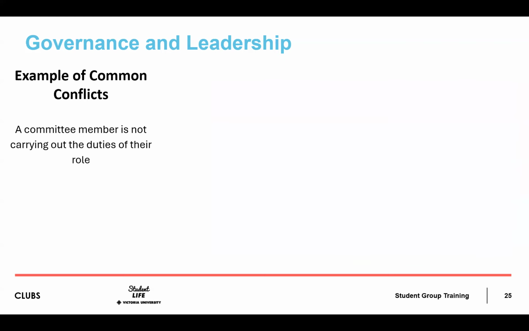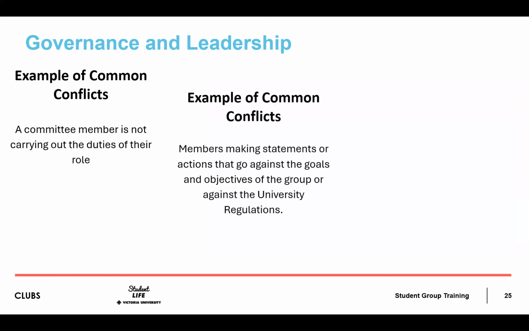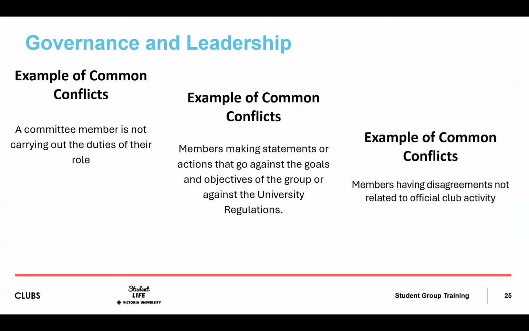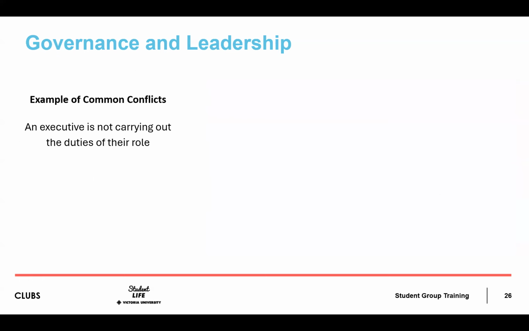Some examples of common conflicts are when you notice that a committee member is not carrying out the duties of their role, or members are making statements or taking actions that go against the goals and objectives of the group or against the university regulations, or perhaps members are having disagreements that are not related to the club's official activities. Let's look a little bit closer at these common situations.